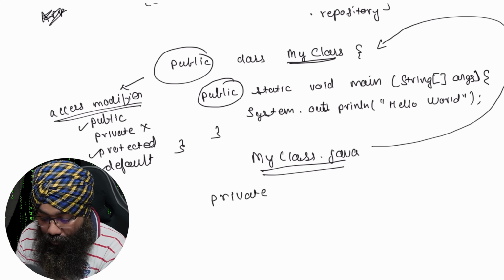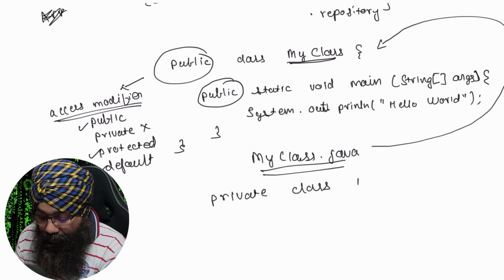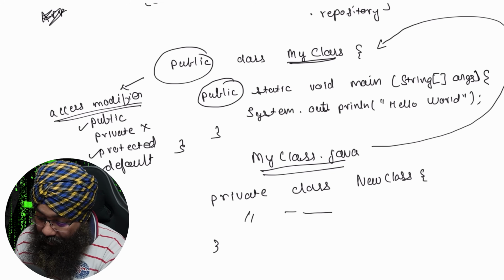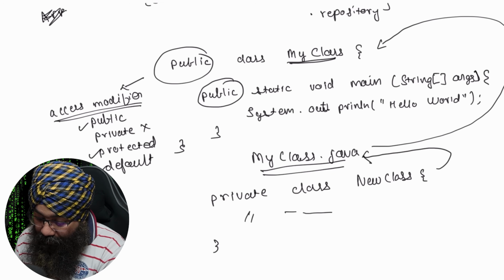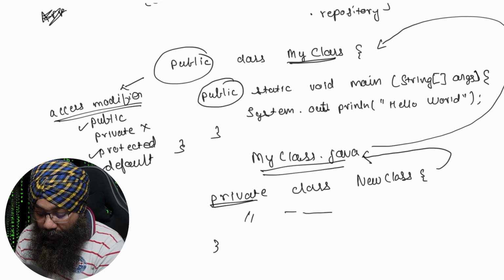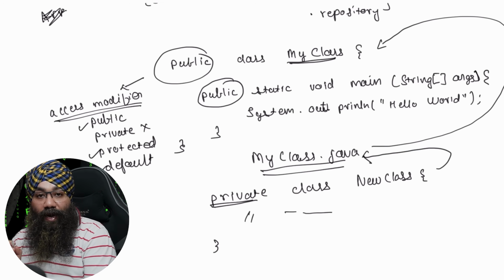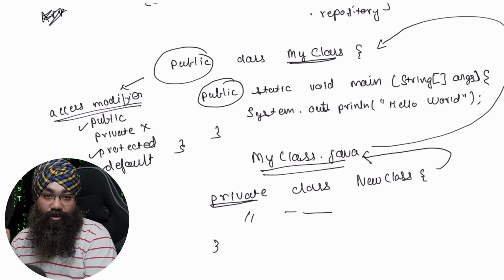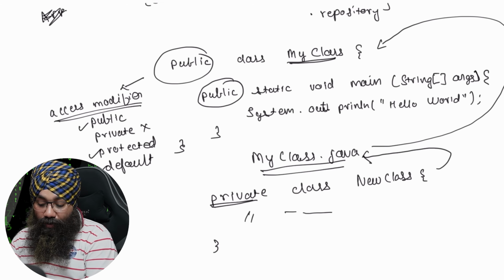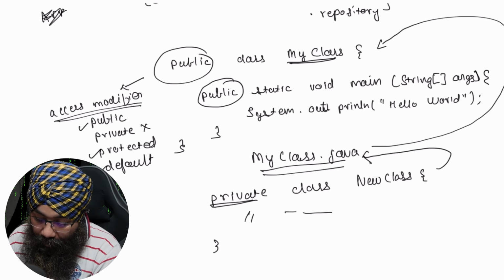So you can do private class new class. So this class can also live in this my class.java. But because it is private, it will not create a problem. But for the only public class in that .java file, its name should match with the name of the .java file. So this is a very important point to remember here.